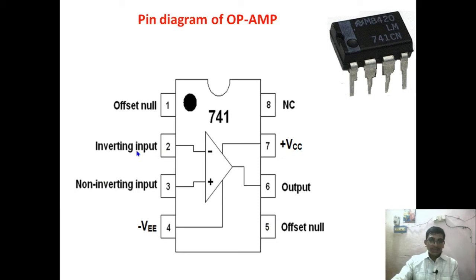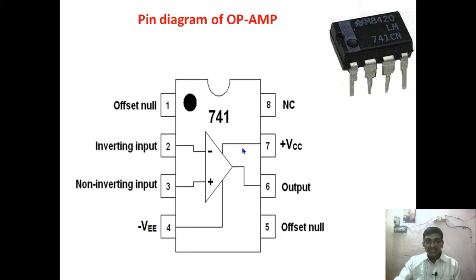And the second pin is the inverting terminal or inverting input. It is given to the inverting terminal of our operational amplifier. And the third pin is the non-inverting terminal or input. So this is directly given to the non-inverting terminal of our op amp. And the fourth pin is minus VEE, the negative supply voltage pin, and the seventh pin is the positive supply voltage, plus VCC, and the sixth pin is the output terminal.